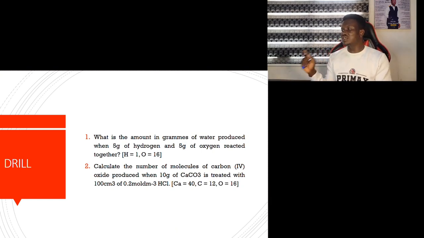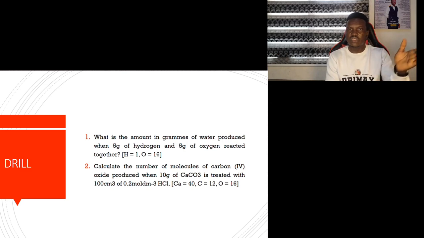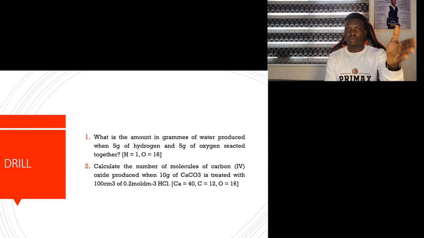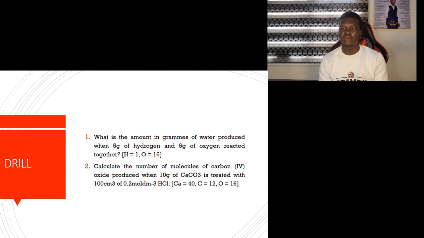Now, the difference between this and the previous question is the same thing as what I just did. Calculate the number of moles of CaCO3 using mass over molar mass. Calculate the number of moles of HCl using concentration times volume divided by 1000. Now compare their mole ratio and calculate the number of molecules of CO2 and leave your answer in the comment section. So let me see if you have gotten this right.